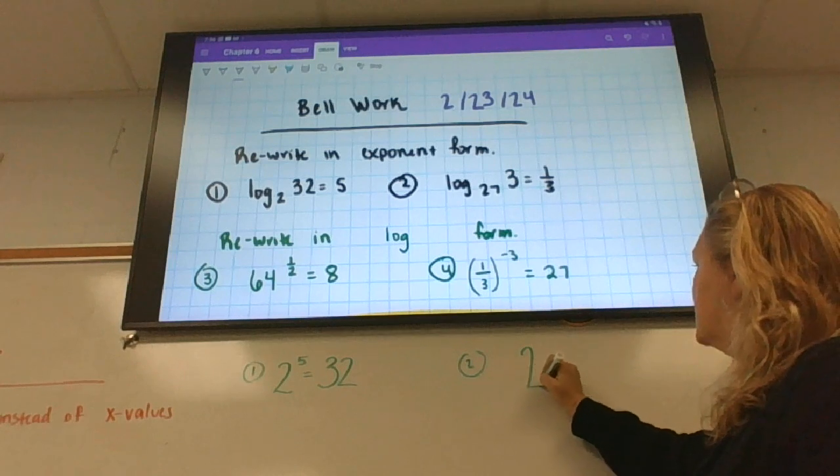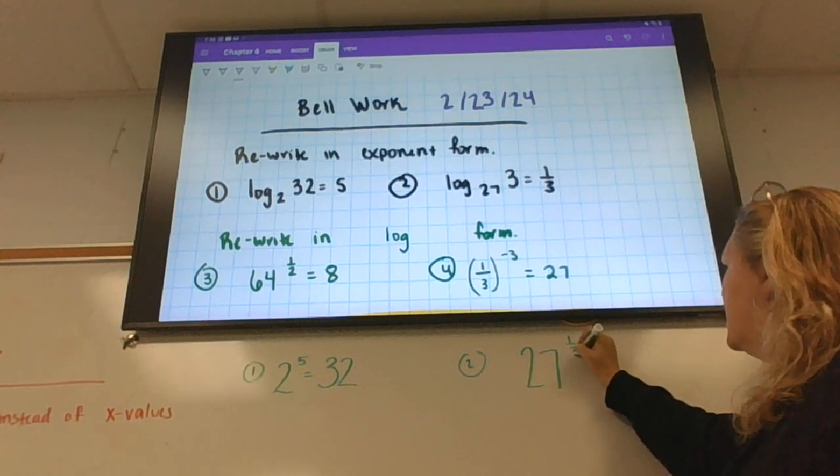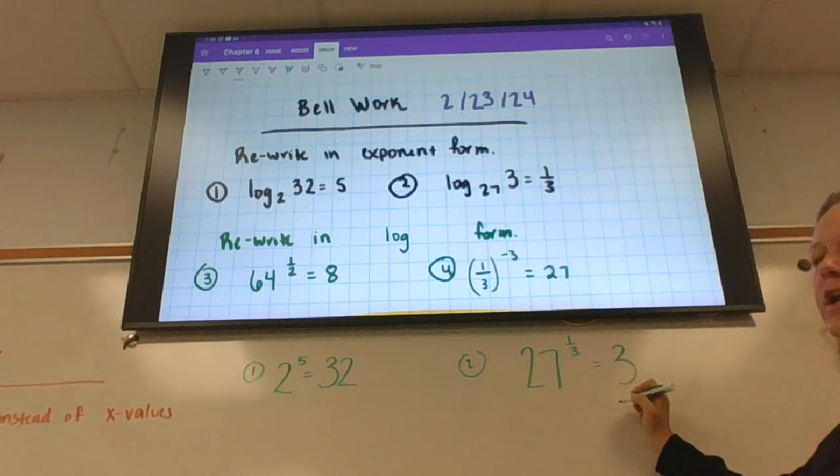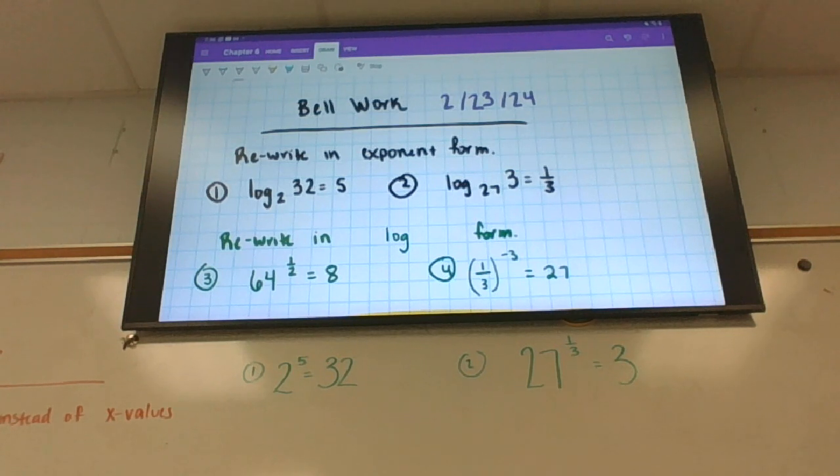This one is 27 to the 1/3 is 3. And that one looks weird to me. Can anybody explain how 27 to the 1/3 would give us a 3? How do we do that? Does anybody remember?